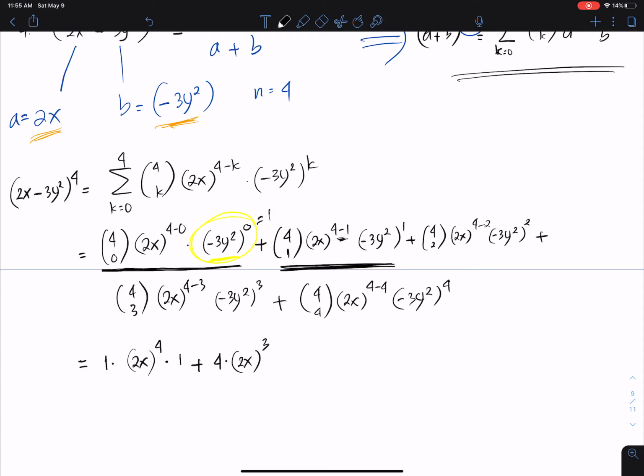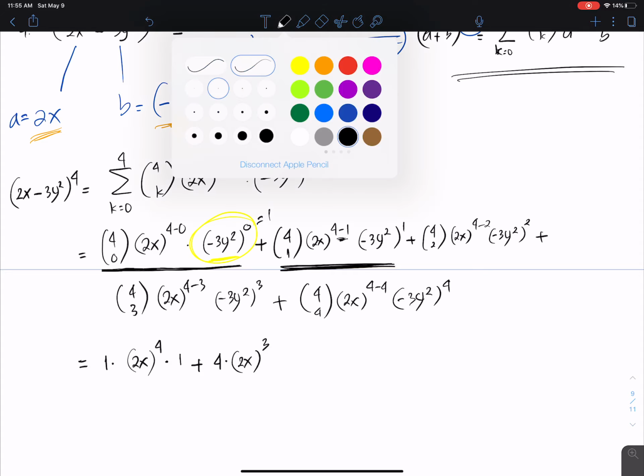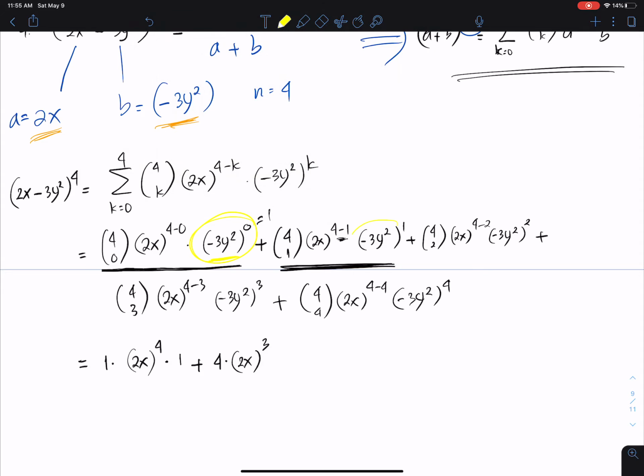And then times here minus 3y squared to the power of 1. Anything powered by 1, you will get the same number. So I will just write down minus 3y squared. Done for the second term. For the third term in here, so what do we get?